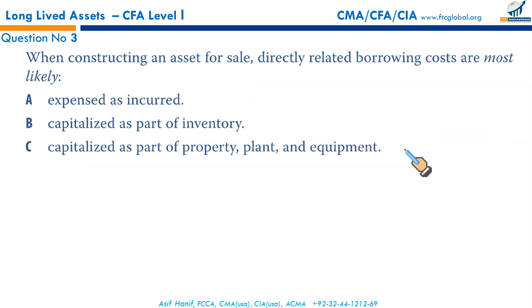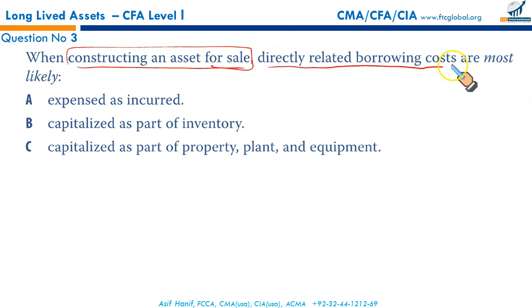Next, when constructing an asset for sale, remember, for sale, not for use, directly related borrowing costs, the interest expense, are most likely to be what? Not expensed as incurred. Since the asset is being constructed for the purpose of sale, it's an inventory, so interest cost for such an asset would be capitalized as a part of inventory.